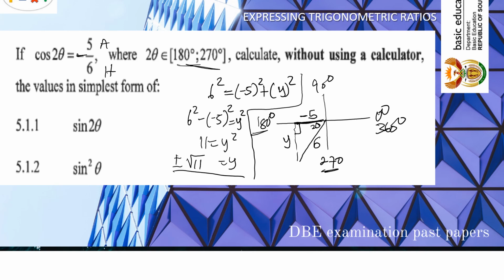Many students make the mistake of applying the square root and just saying y is equal to root of 11. That is incorrect. When you apply the square root, you say plus or minus. Then you can now check your y.